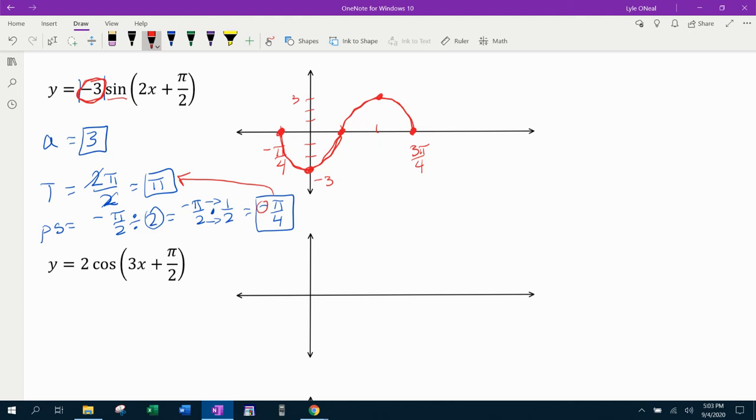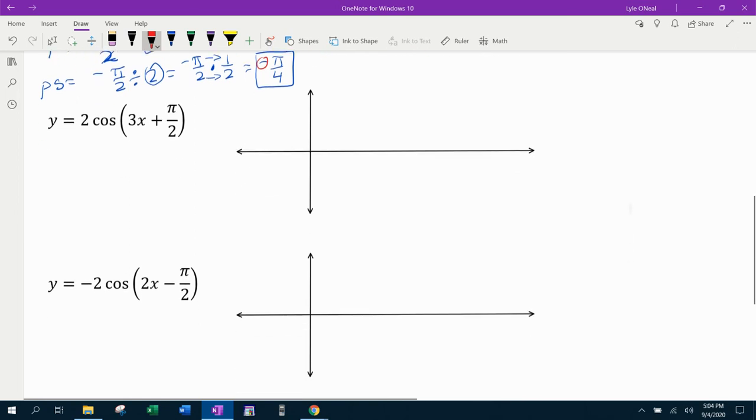And remember I said if I need another period, I would simply go 4 more hash marks, continue to lay out the points, and connect the dots. And that's done for 1 period. Let's try the next one.